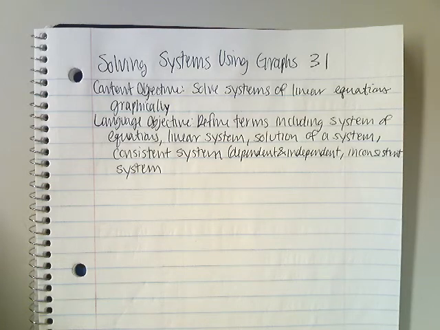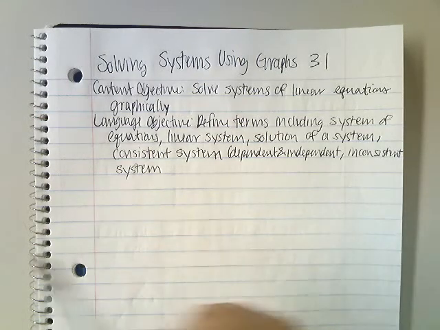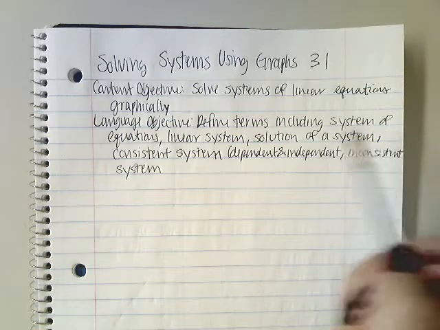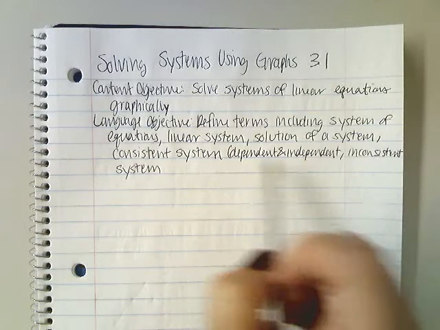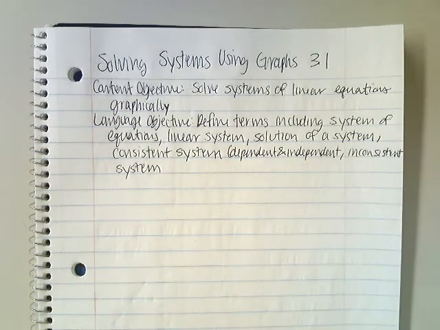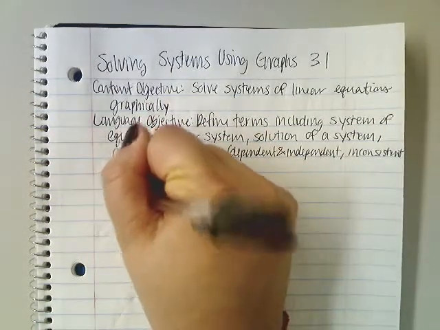Okay, so today's notes are on systems of equations, specifically solving systems of equations graphically. So our objective is to solve systems of linear equations graphically, and our language objective is to define terms associated with that, including system of equations, linear system, solution of a system, consistent system, including dependent and independent consistent systems, and inconsistent systems. So let's start by defining what a system of equations is.